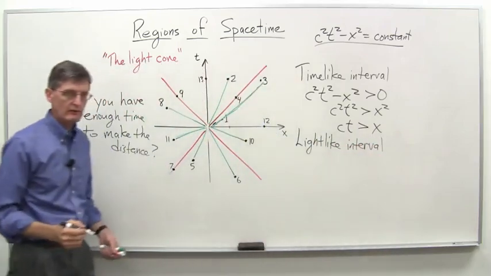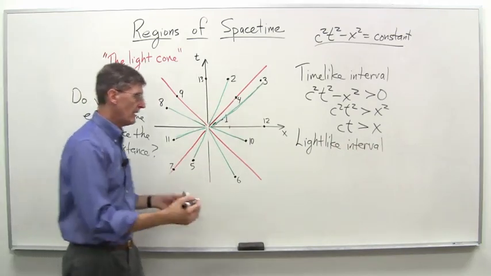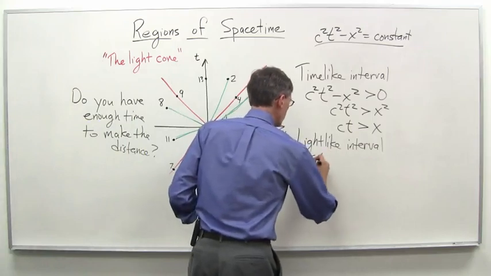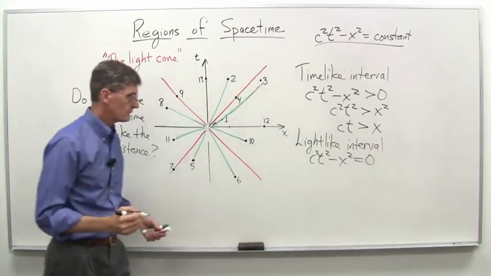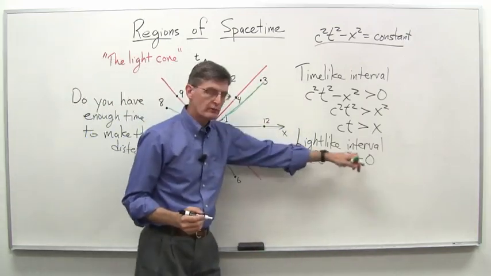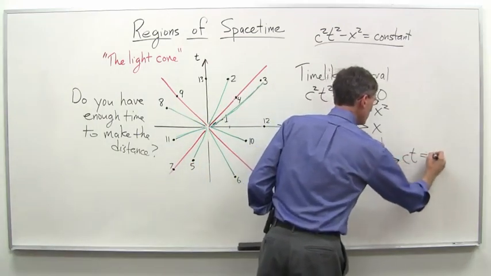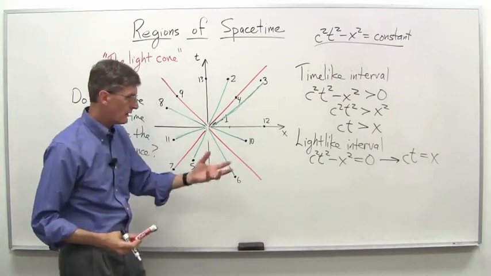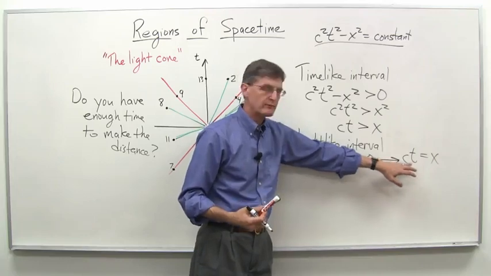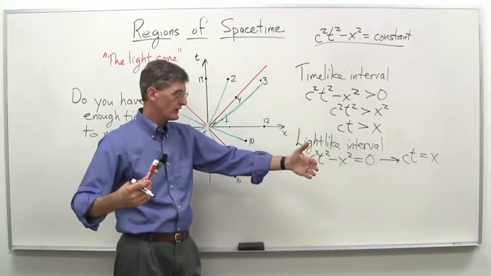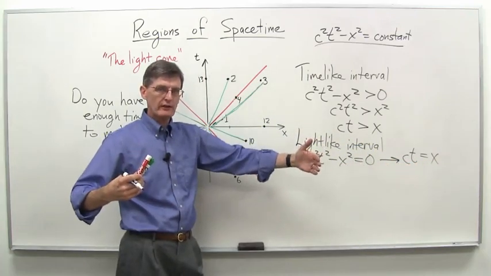A light-like interval. And as you might guess, just from the name, this is when you do have things going at the speed of light. In that case, you have the invariant interval c squared t squared minus x squared equals 0. Pull the x squared to the other side, take the square root, and from this you get that ct equals x. And as we were just talking about, if ct is the maximum distance anything can go in that given time, because this represents the speed of light traveling over a given time, that means the distance x is exactly equal to that maximum amount of distance I can cover.